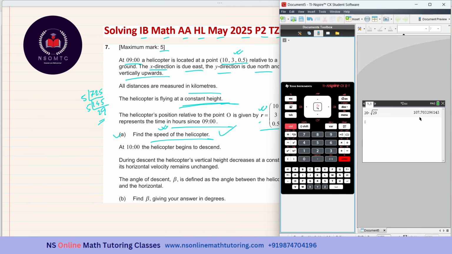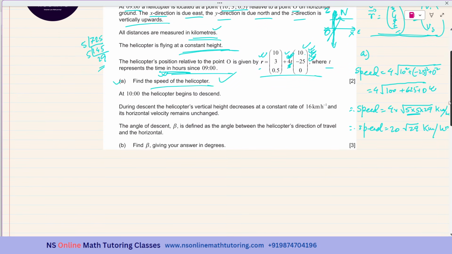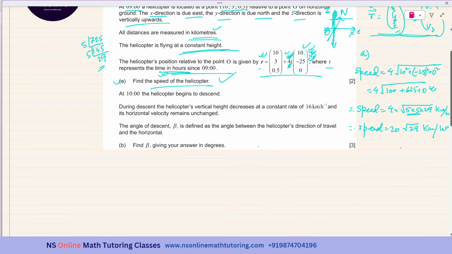107.7 correct to 3 significant figures, it will be 108. And how did I get the unit as kilometers per hour? Because the distances are measured in kilometers and t is the time in hours. So therefore the unit is kilometers per hour. So the answer was 108 kilometers per hour, correct to 3 significant figures. So this is the answer.